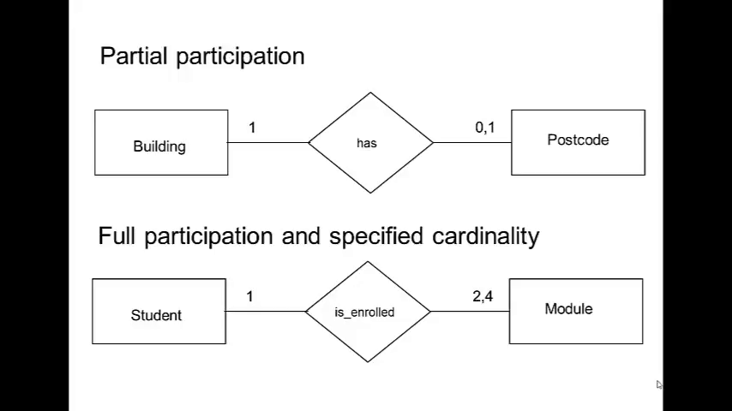So for example, my house has a postcode, but maybe the derelict shed in the field does not have a postcode. So the relationship between postcode and building is one of partial participation. All postcodes must relate to a building. Not all buildings have postcodes. If a building has a postcode, it can only have one postcode in this relationship.